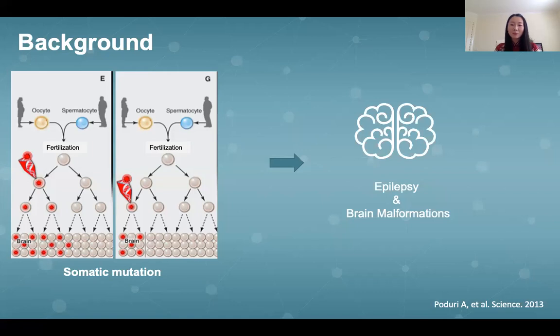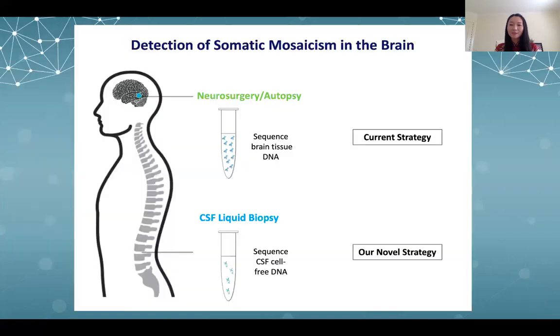Somatic mutations in the brain have been implicated in causing epilepsy and brain malformations. But currently, the only established method to study somatic mosaicism in the brain is by sequencing brain tissue acquired from neurosurgery or autopsy, which is unavailable for the vast majority of patients.